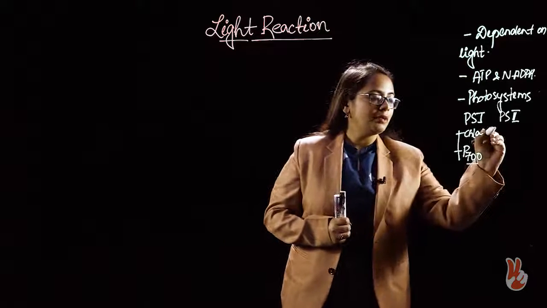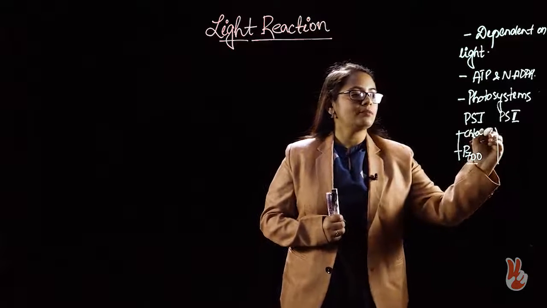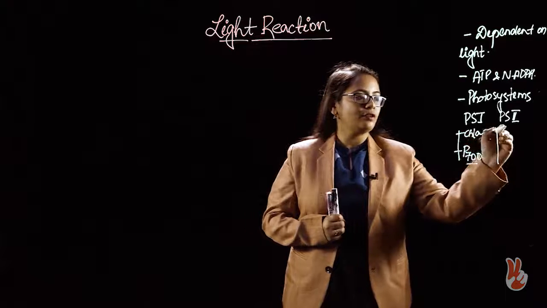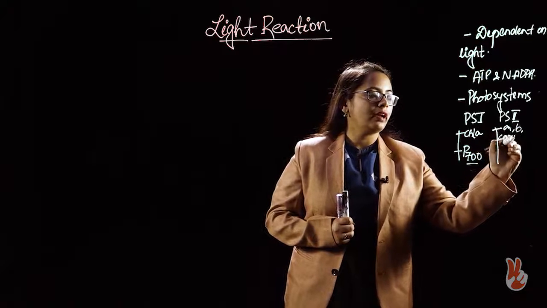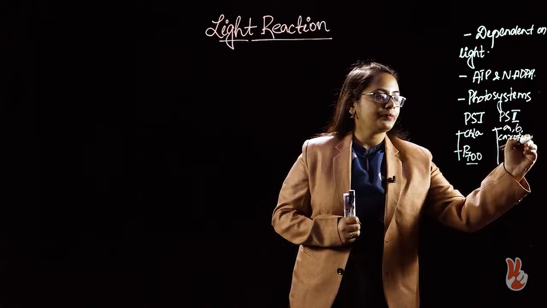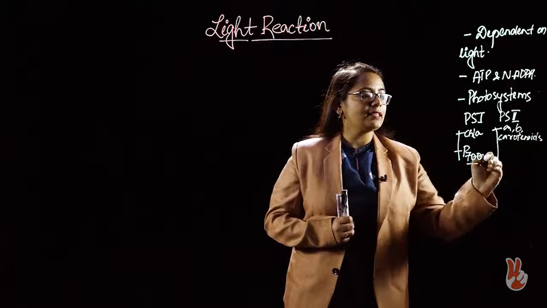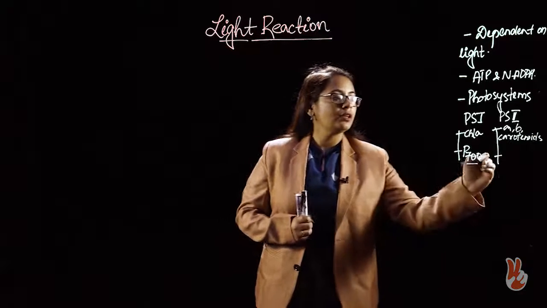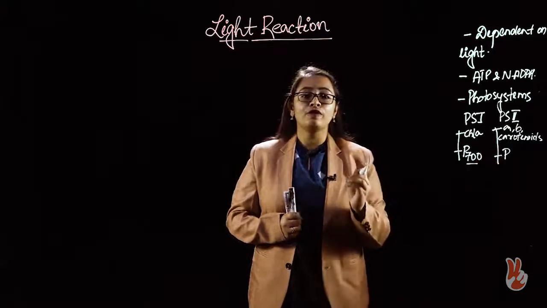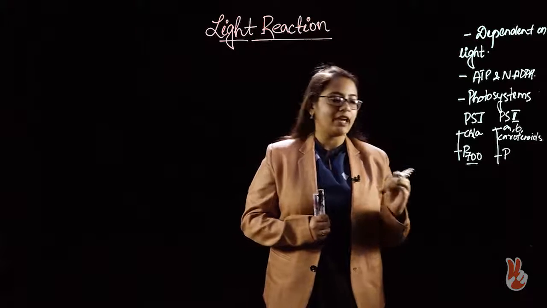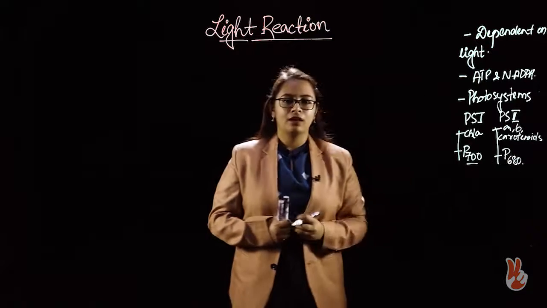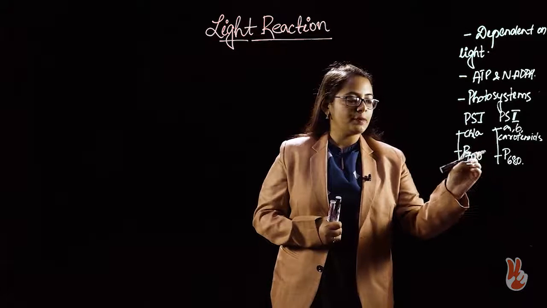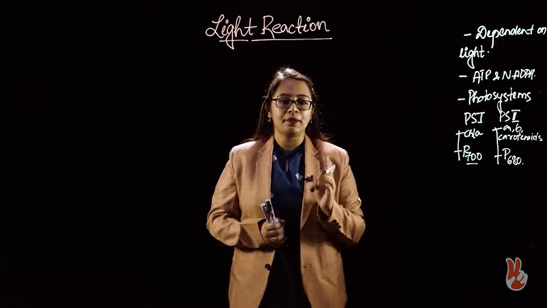Okay. Similarly, in case of photosystem 2, it contains chlorophyll A, chlorophyll B along with carotenoids. And in case of photosystem 2, the specialized chlorophyll molecule that is present in the reaction center is P680. Okay. So, these are the two types of photosystems that are present.